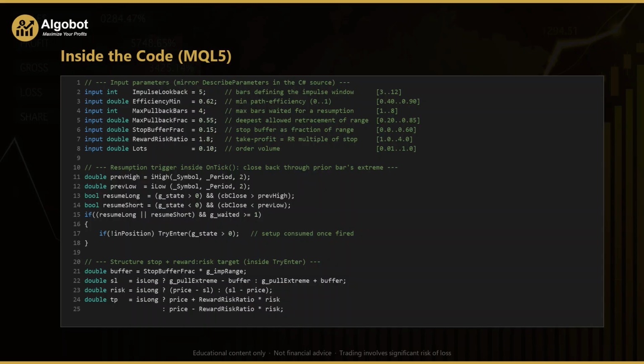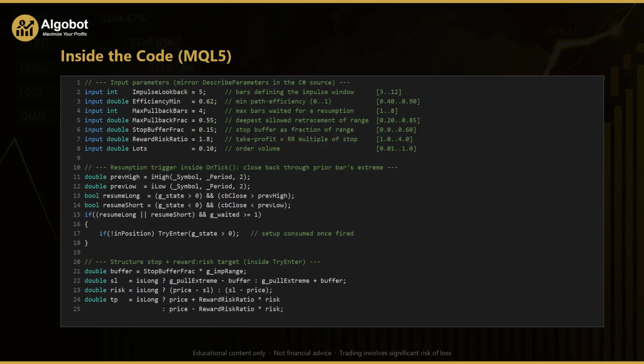At the top are the input parameters. These are the dials you can tune in the strategy tester. Impulse lookback sets how many bars define the impulse window. A smaller number reacts faster, but to shorter thrusts. Efficiency minimum is the quality gate. Raise it toward 1 and you demand cleaner, straighter impulses, which means fewer but higher conviction setups.